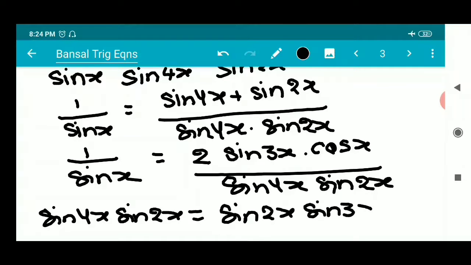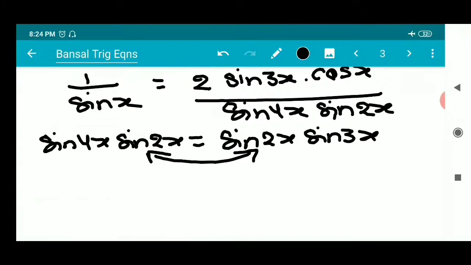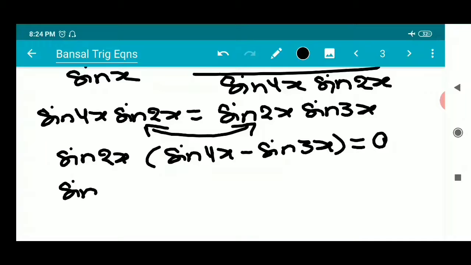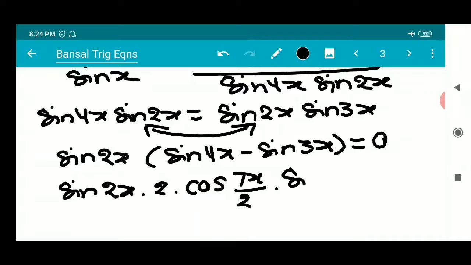Okay, and this is very important, like both the sides sin 2x is there, we should not cancel it, we have to take those two terms as common. Okay, if you cancel it you will lose one solution. So sin 2x into (sin 4x minus sin 3x) equals 0. So this is sin 2x into, and sin c minus sin d is 2 cos of (c plus d) by 2, that is 7x by 2, sin of (c minus d) by 2, so that is sin x by 2, equals 0.